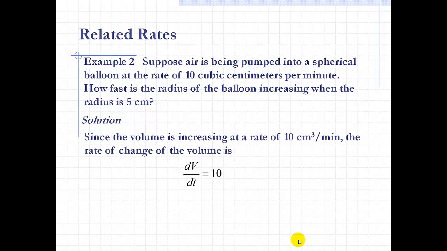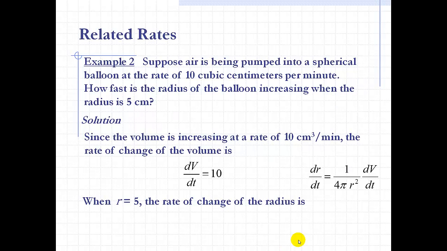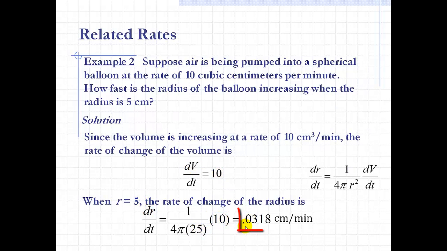We know that air is going into this balloon at a constant rate of 10 cubic centimeters per minute, so dV/dt is 10. We're trying to find the rate of change of the radius at the instant r equals 5 centimeters, so r is going to equal 5. And so we know dr/dt is 1 over 4 pi r squared times dV/dt, and substituting in numbers now, and only now, we get dr/dt is equal to 1 over 4 pi times r squared, 5 squared, which is 25, times dV/dt, which is 10, and that gives you 0.0318 centimeters per minute.